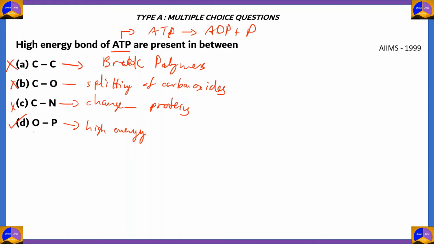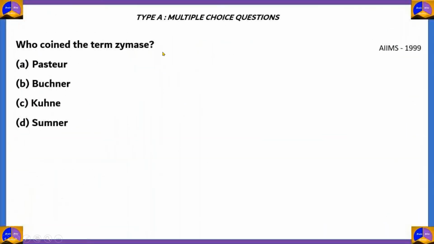The right answer is option D, oxygen phosphorus bond. So this is known as the phosphate bond. And when you make a phosphate bond, you get high energy. That's why ATP is known as the energy currency of the cell. Next question. Who coined the term zymase? Is it A, Pasteur, B, Buchner, C, Kuhne, and D, Sumner?